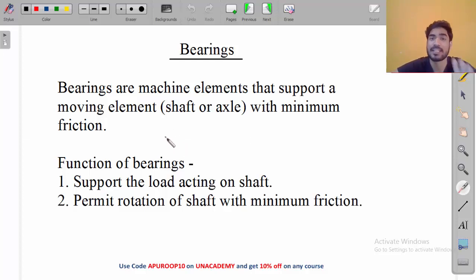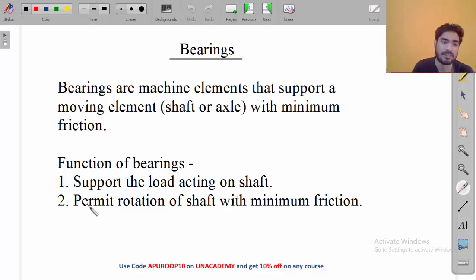So what are the functions of bearings, my friend? Two important functions of a bearing. The first function is to support the load acting on the shaft, because the shaft first touches the bearing and then the bearing touches the fixed support. So whatever load is acting on the shaft is first transferred to the bearing. Then the bearing transfers the load to the support, my friend. So there is the shaft, the moving body, and a fixed support. In between these two, there is the bearing. So the bearing has to take the load acting on the shaft. This is the first primary objective.